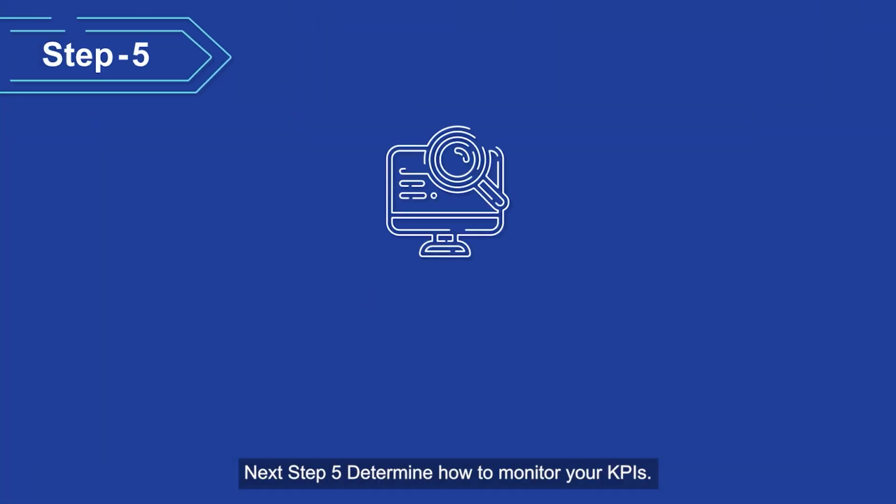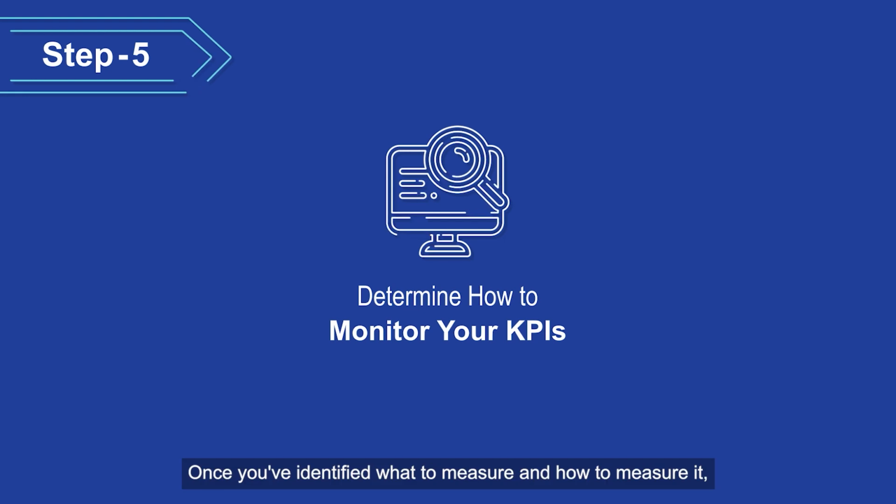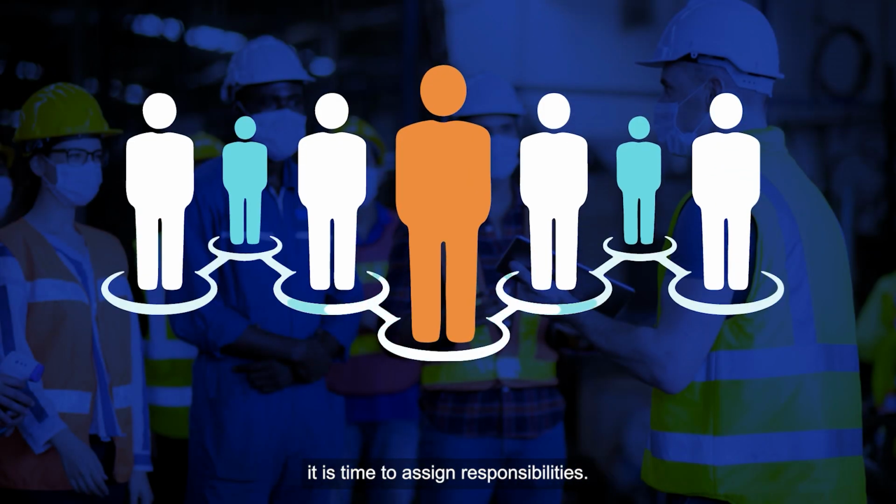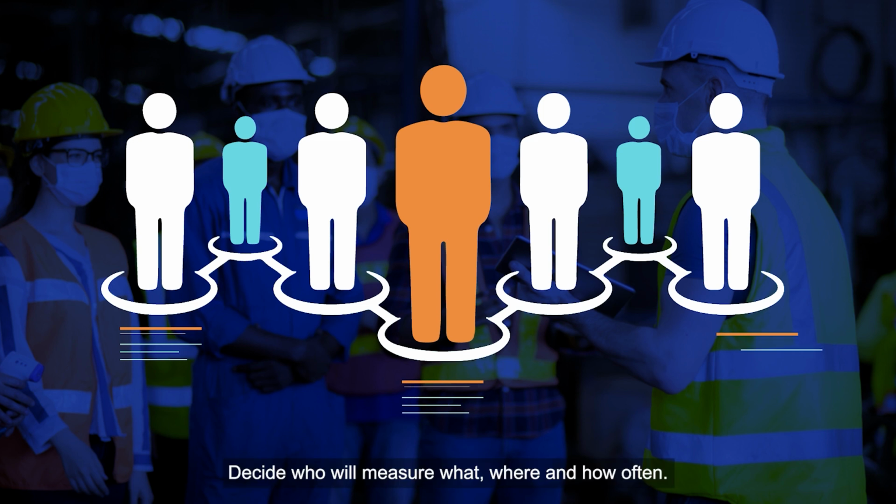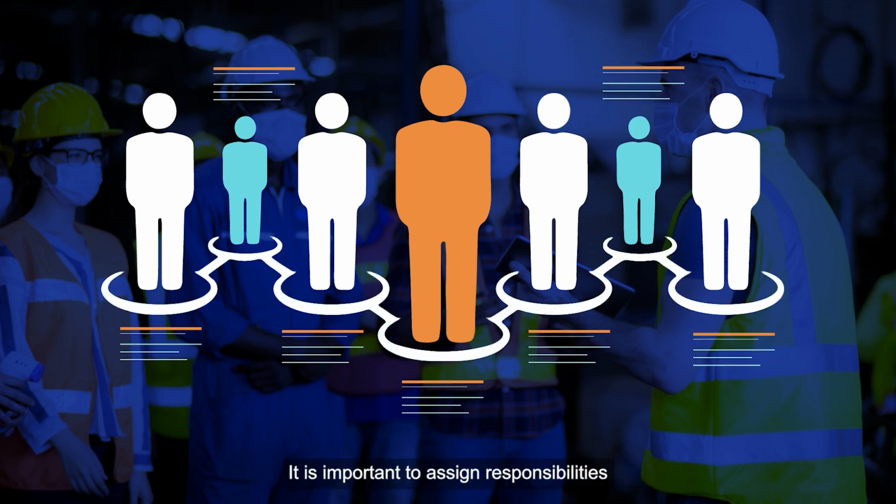Next, step 5. Determine how to monitor your KPIs. Once you've identified what to measure and how to measure it, it is time to assign responsibilities. Decide who will measure what, where, and how often. It is important to assign responsibilities and establish the frequency of checkpoints.